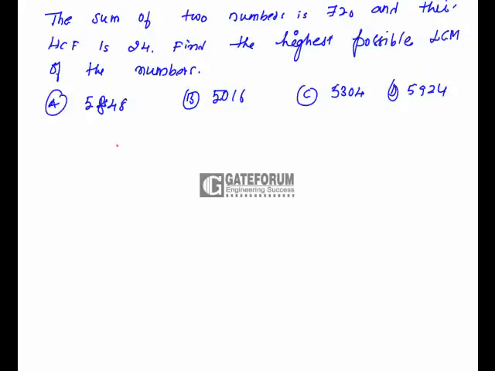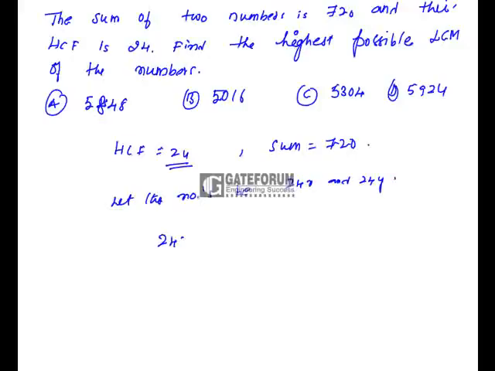The HCF of two numbers is given as 24, and the sum of the numbers is 720. Now we have to find the highest possible LCM. As the HCF is 24, let the numbers be 24x and 24y. So the sum, 24x plus 24y, is given as 720. If we simplify, it will be x plus y equals 30.